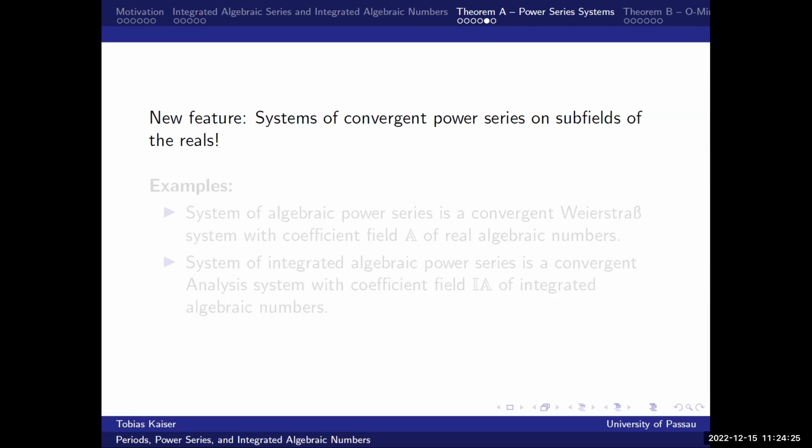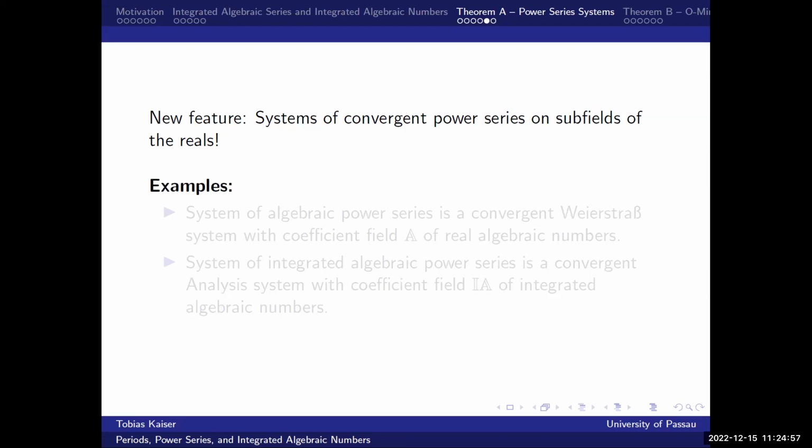So what is now a new feature compared to the literature? Neff and Lipschitz consider formal systems on any field of characteristic 0. So far in the literature, there are systems of convergent power series on the reals. But now I'm working on subfields of the reals. So starting with the algebraic numbers and doing closure operations, I change my field.